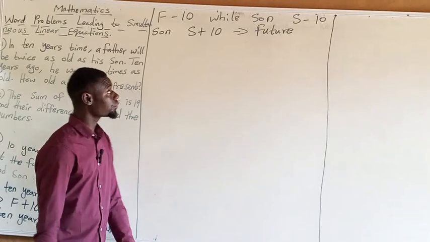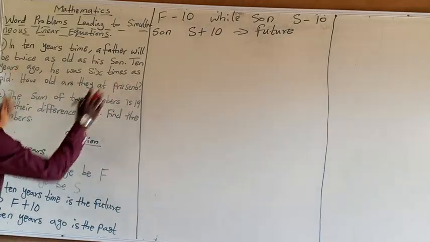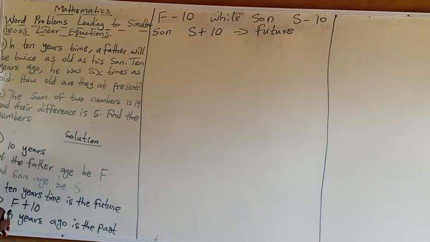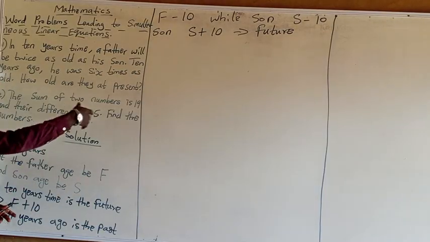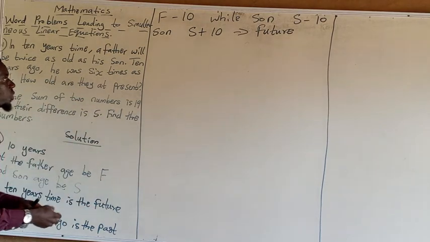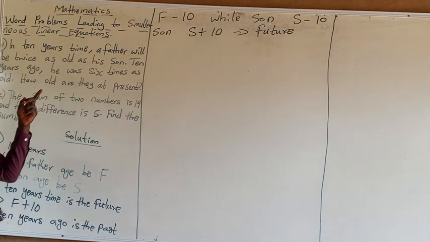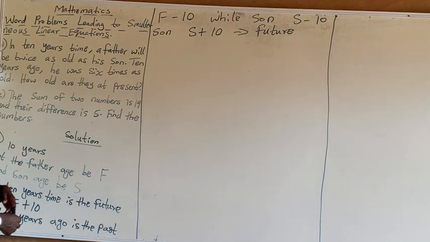We're in the future. So, let's get it now. I'll bring out our parameters. Let the father be F. Let the son be S. And in the future, the father is plus 10. In the future, the son is plus 10. While in the past, which is ago, the father is minus 10 and the son is minus 10.